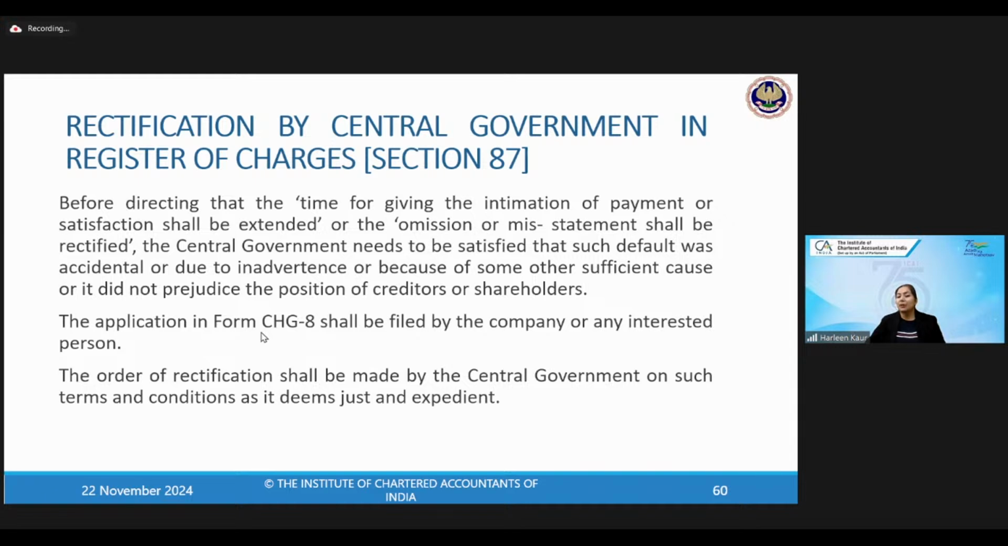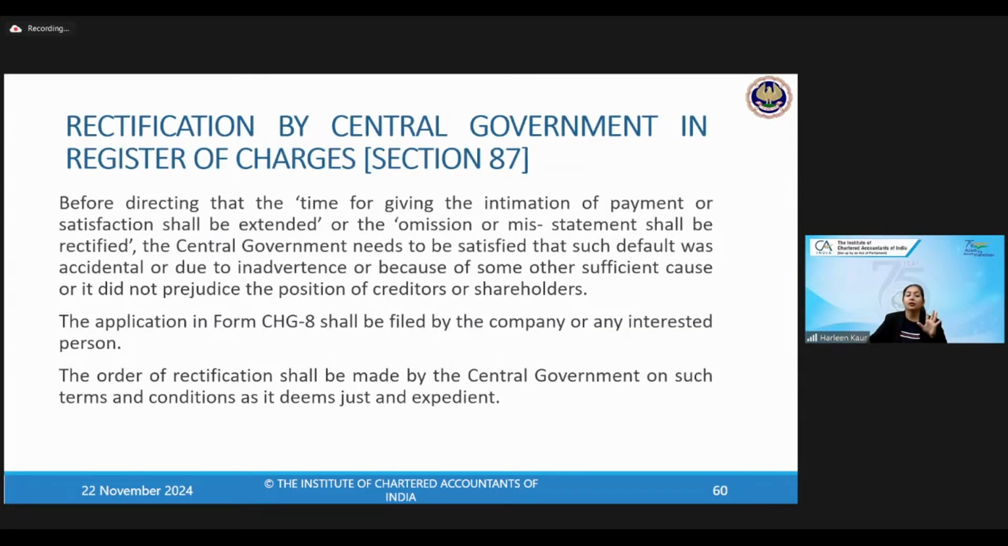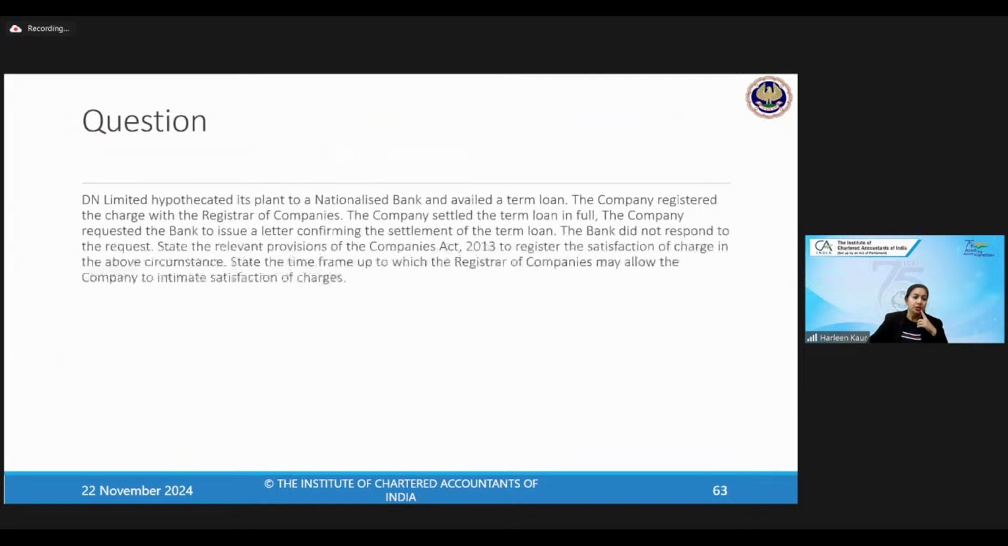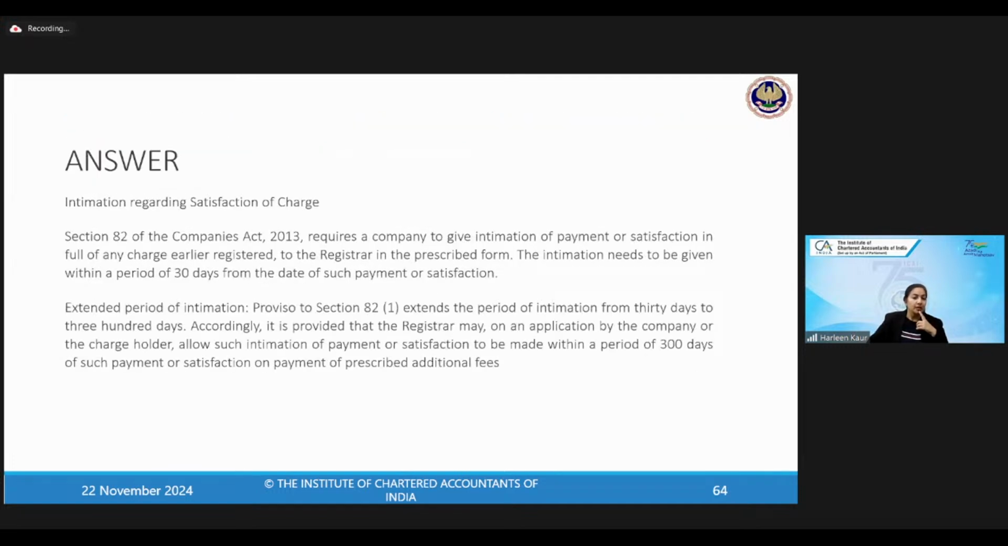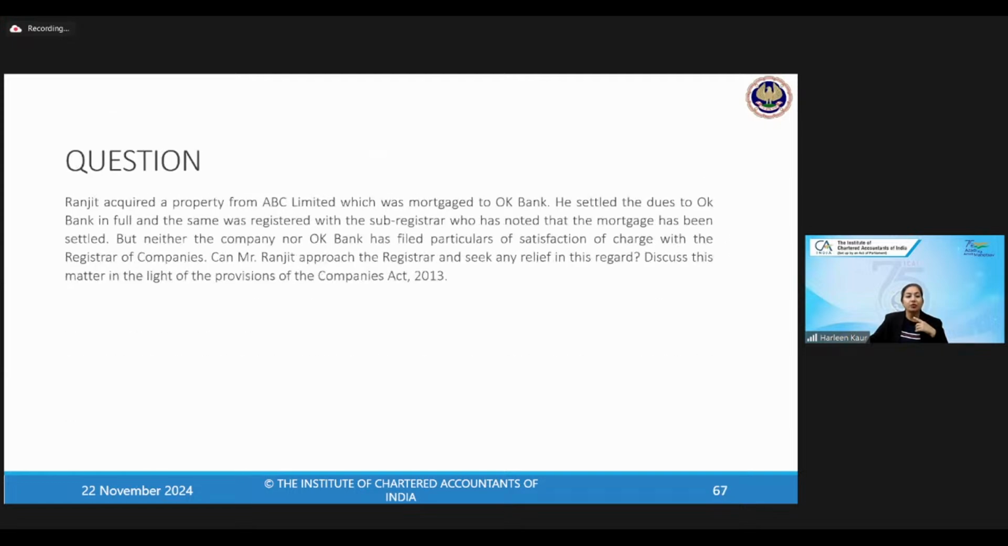Point number 5, what is the application filed? In CHG 8. That is the last form of your chapter. CHG 8 shall be filed by the company or any other person who is requesting for that. And the order of the Central Government shall be on the basis as it deems fit. Whatever the Central Government thinks fit, it will be as per those orders. Is that correct? Section 87, all of you are clear?